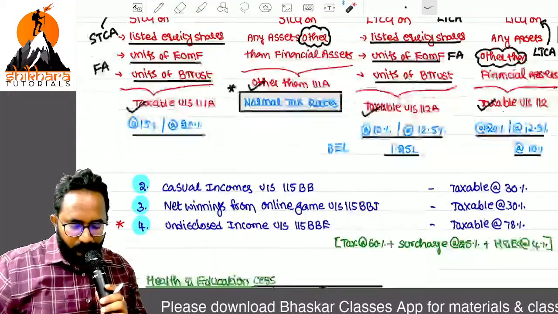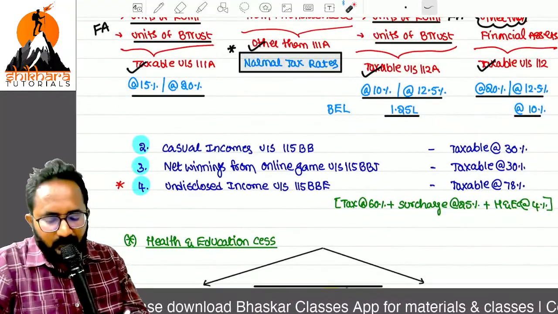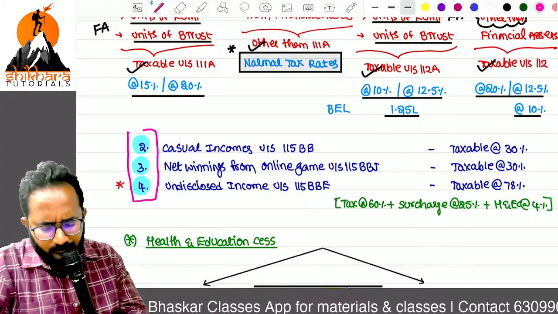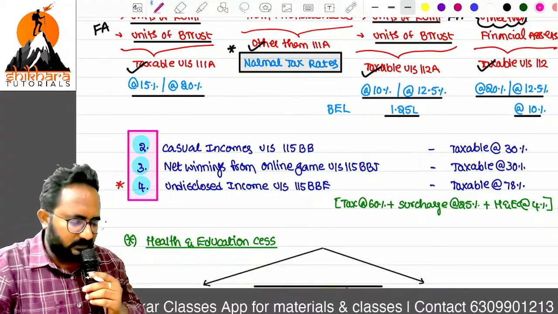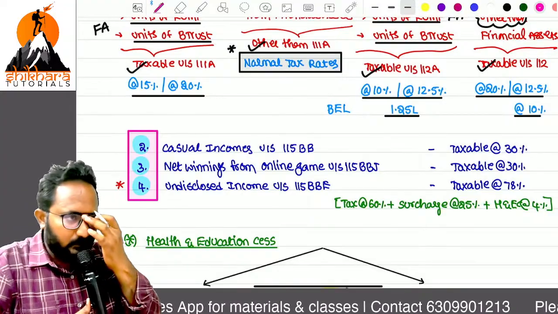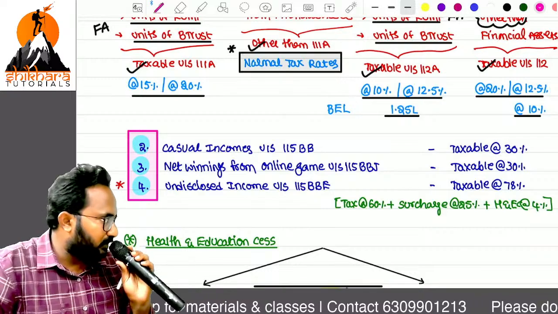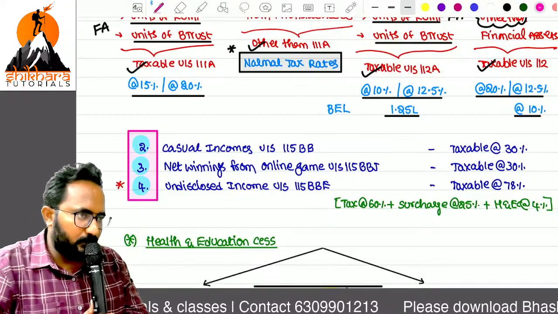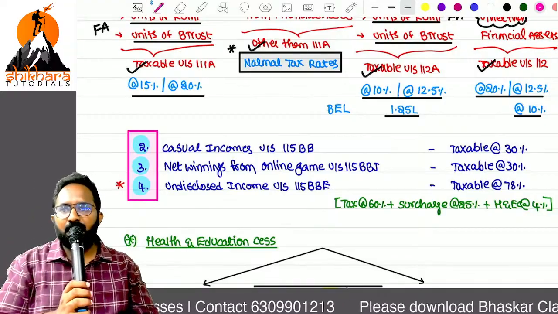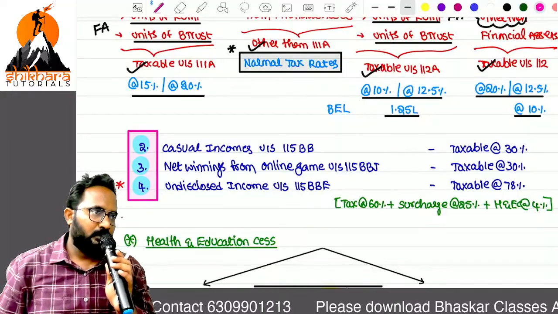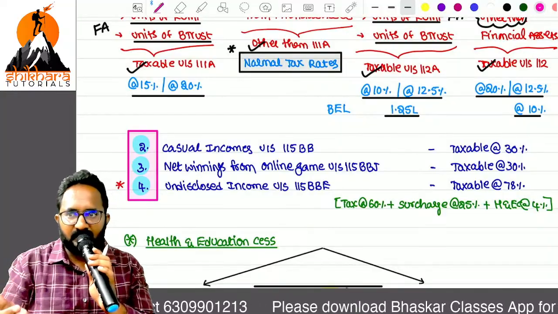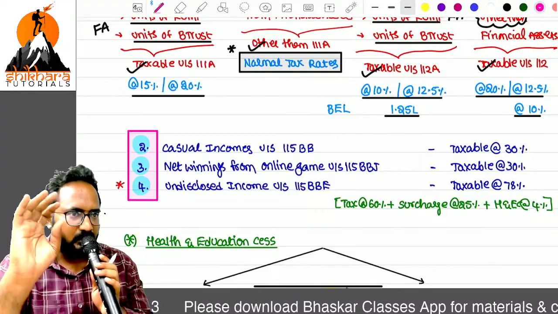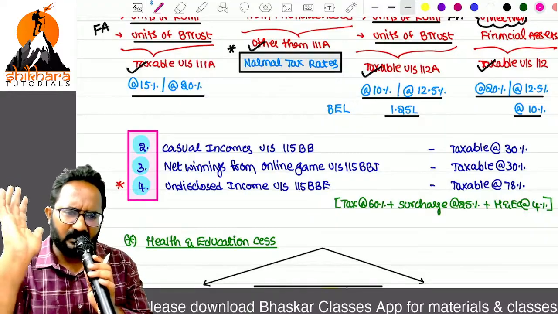Now, these 3 incomes are lifetime important. Every chapter is always linked with these 3 sections. Now you have to remember them along with the section numbers. Next, casual incomes. What is the meaning of casual income? Without any effort, if you get any income, that is casual income. For example, lottery income, crossword puzzle winnings, gambling, any such income.